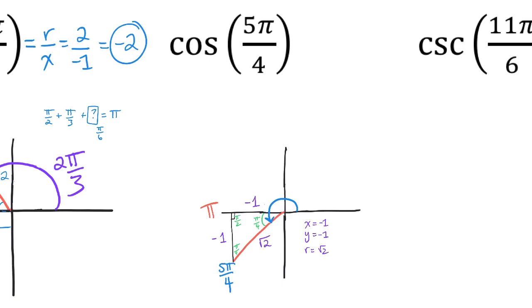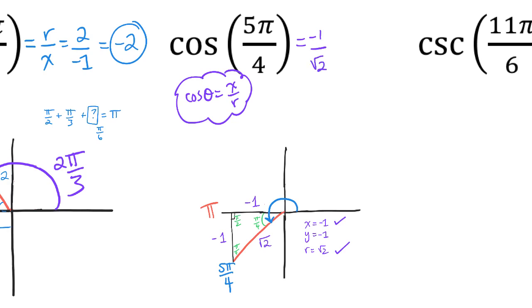Cos of 5 pi by 4, what do we need to know to be able to do that? We know that cos is x over r, so these are the values that we need to look at. So x is negative 1, r is root 2, so cos of 5 pi by 4 is negative 1 over root 2. And we're done.